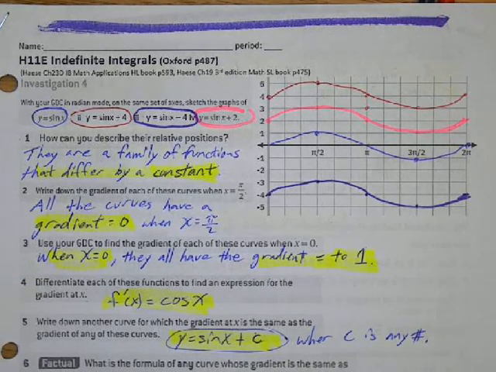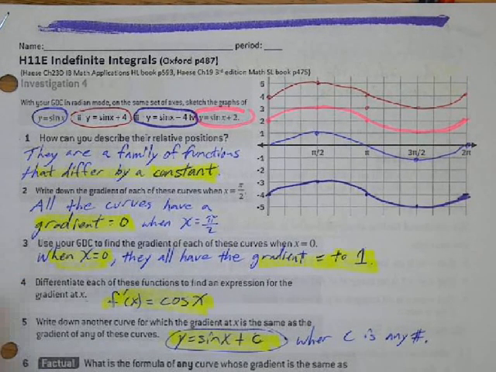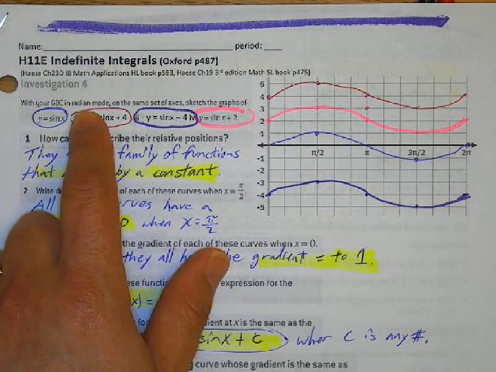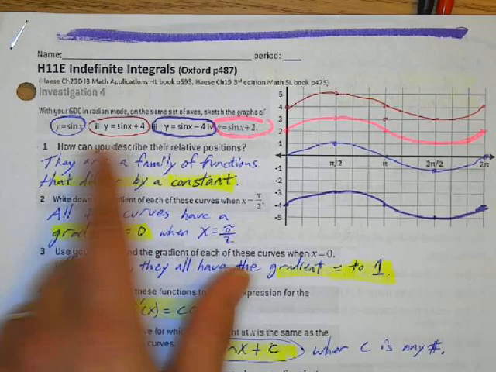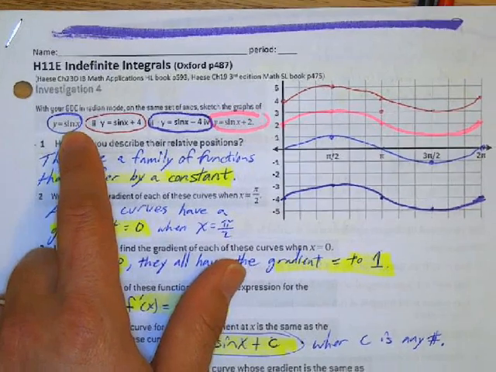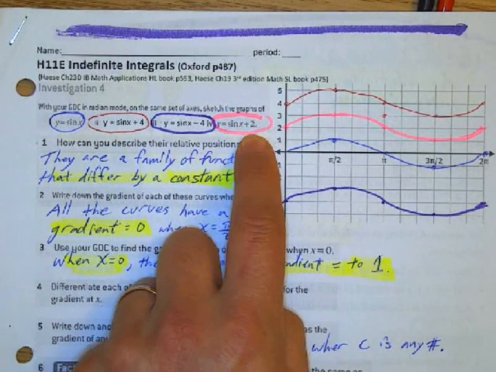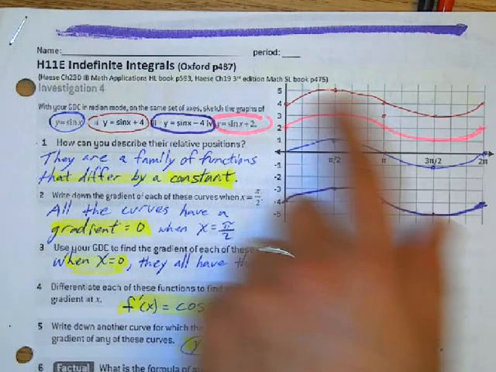Okay, we're going to talk about indefinite integrals. On your graphing calculator, make sure you're in radian mode, and we're going to graph these different lines. y equals sine x, y equals sine x plus 4, y equals sine x minus 4, y equals sine x plus 2. And you get the same line, right?